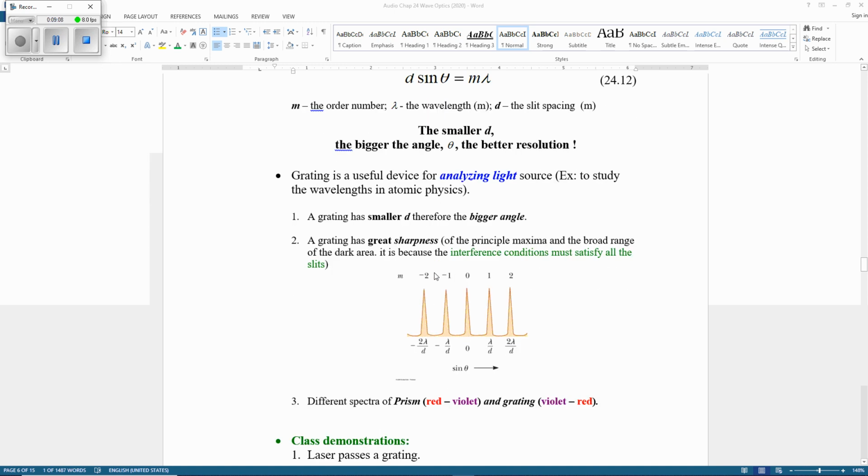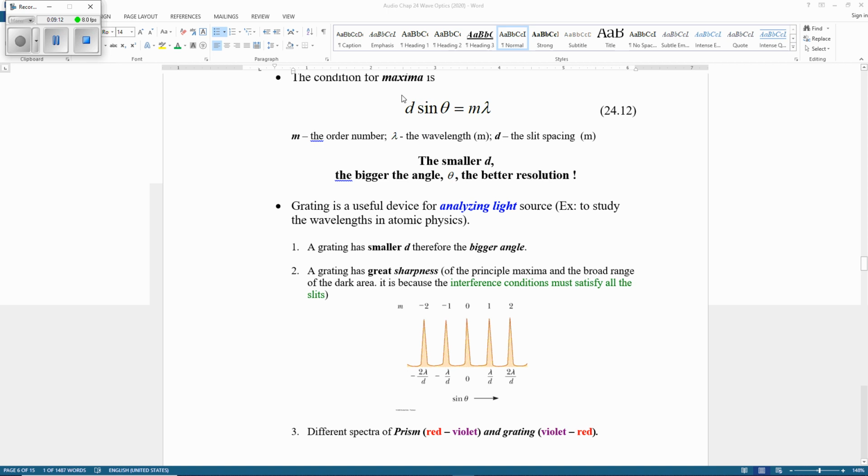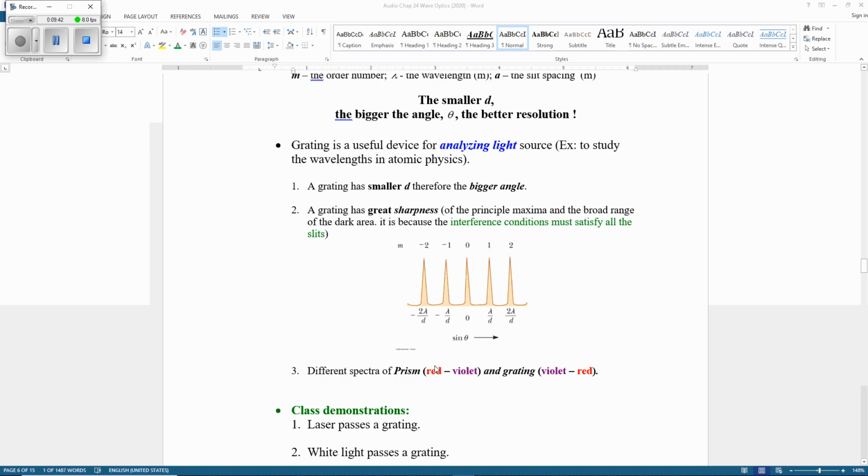So here are a few things about the grating. Remember the formula we're going to use is the same, but now d has a different definition. Now you see this, compared to the double slit, the interference is more sharp. Why? Because for the maximum you have to satisfy all the lines. So that's why it's narrow compared to double slit.